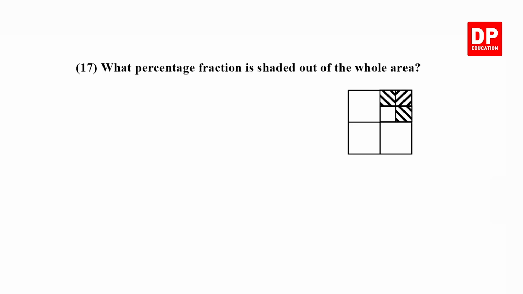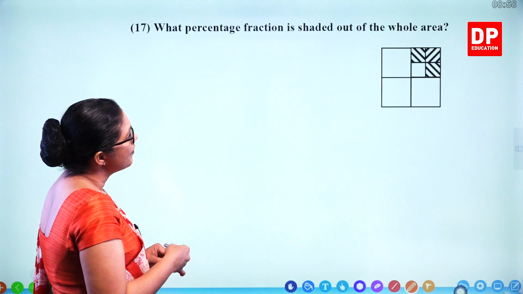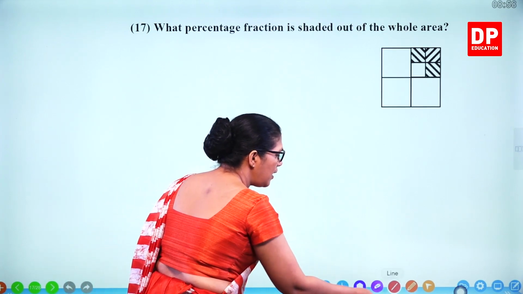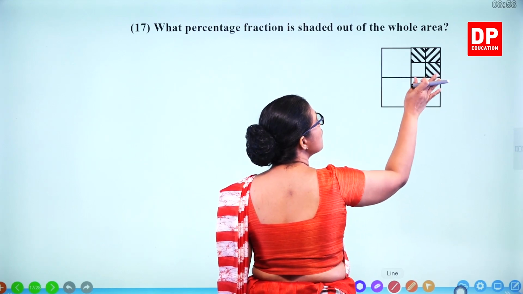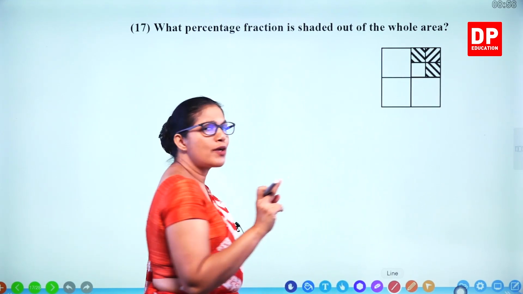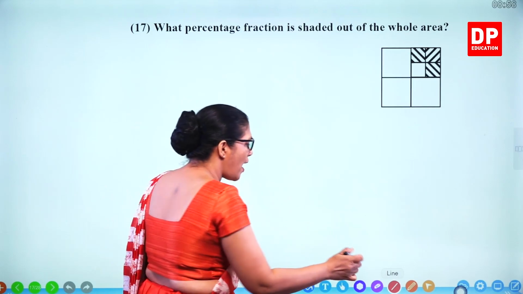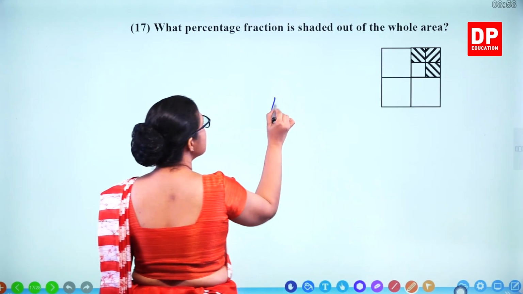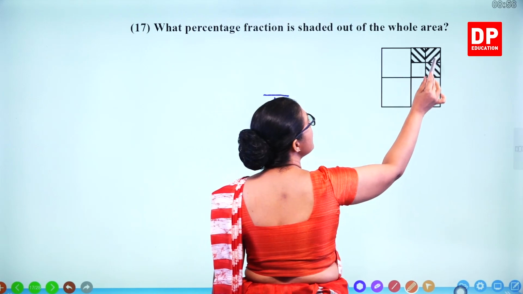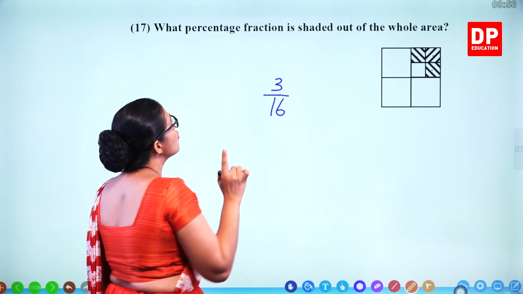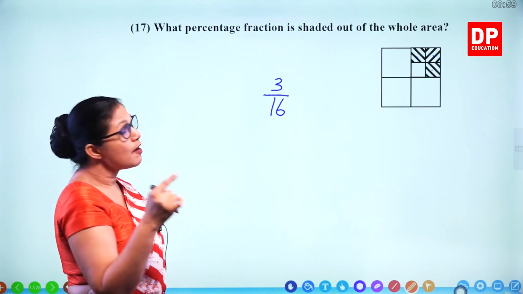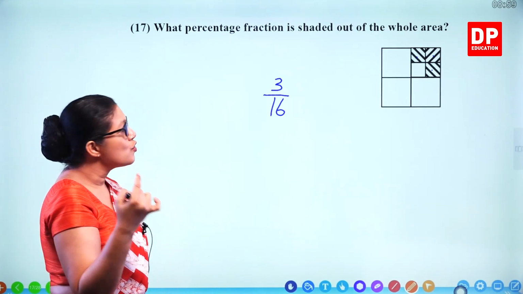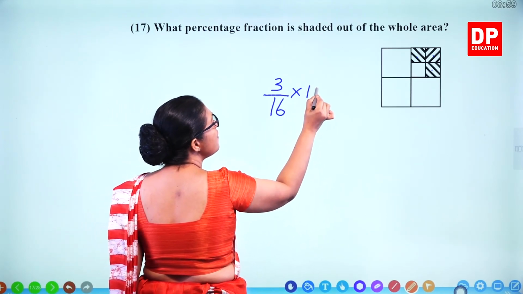Question number 17. What percentage fraction is shaded out of the whole area? Now we can divide into equal parts. Now if you divide each part for 4 units, 4, 4, 4, 4. Altogether, 4 times 4, 16 parts are there. Out of 16 parts, 3 parts are shaded. So what is the fraction of shaded part? 3/16. But they want percentage fraction. So you multiply this by 100%.